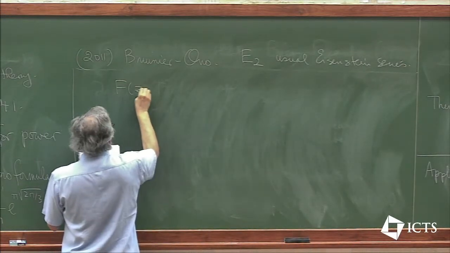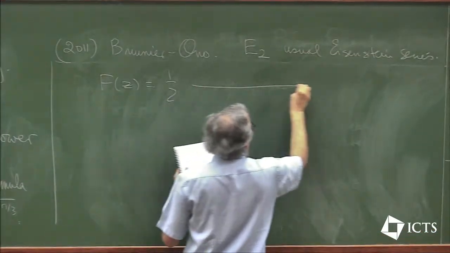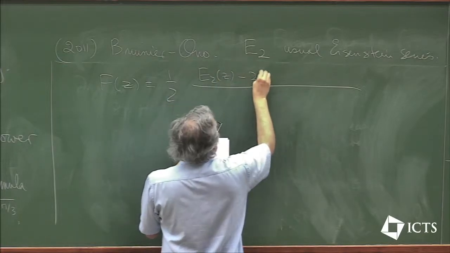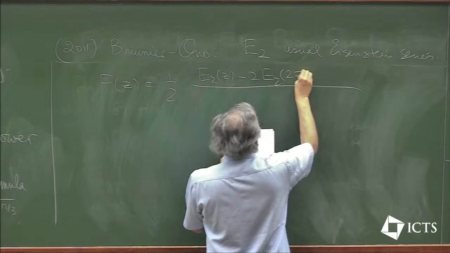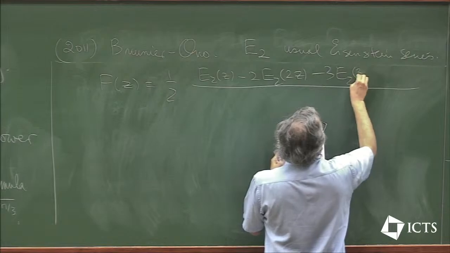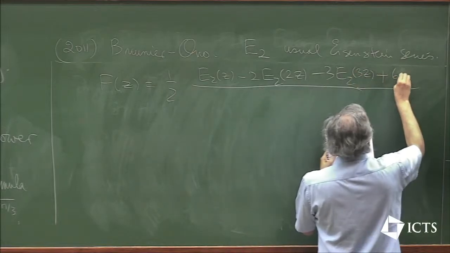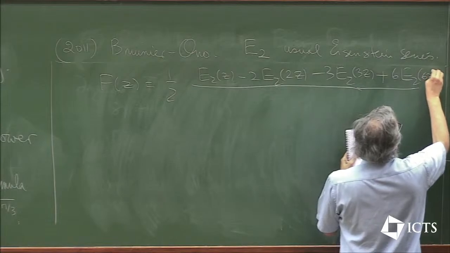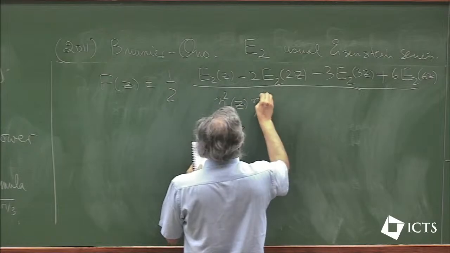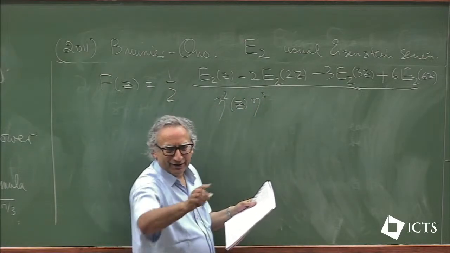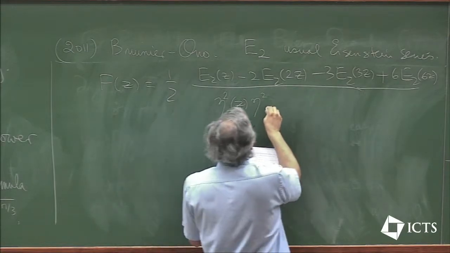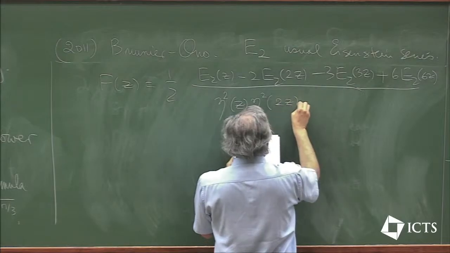F of Z is equal to 1/2 of E2 of Z minus 2E2 of 2Z minus 3E2 of 3Z plus 6E2 of 6Z, divided by eta squared. Now I'm using it in the sense that you have been thinking of. I'm thinking of it as a function on the upper half plane now. Sorry about that, but I have to state it like so.